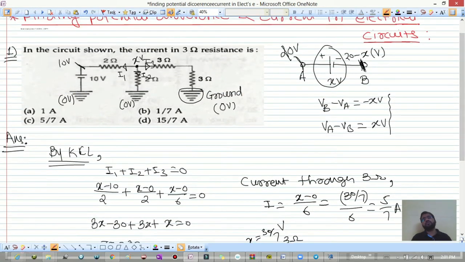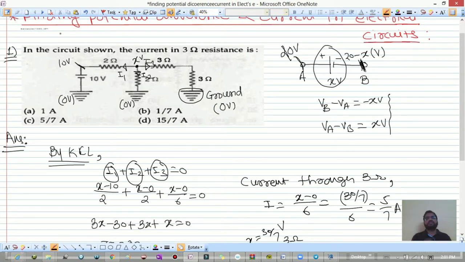Once we know the potential at this point, you can calculate the current through 2 ohm, current through this 3 ohm. So I hope this is clear. I1 you can calculate, put x is equal to 30 by 7 over here, you will get I1. Put x is equal to 30 by 7 over here, you will get I2. Put x is equal to 30 by 7 over here, you will get I3. So if you know I1, I2, I3, you can find out the potential difference across 2, potential difference across this 3 and that 3. Okay, so I hope this is clear to you all.